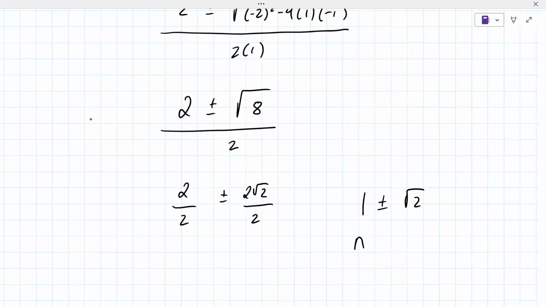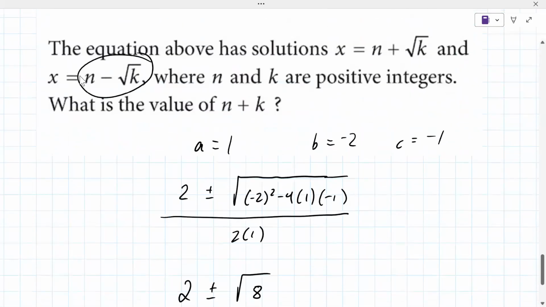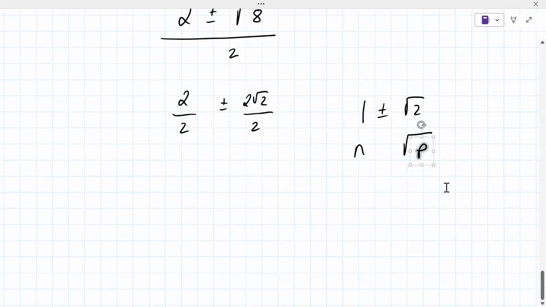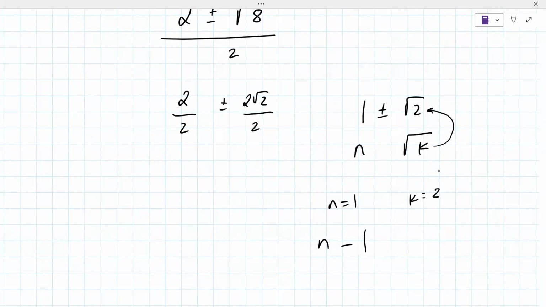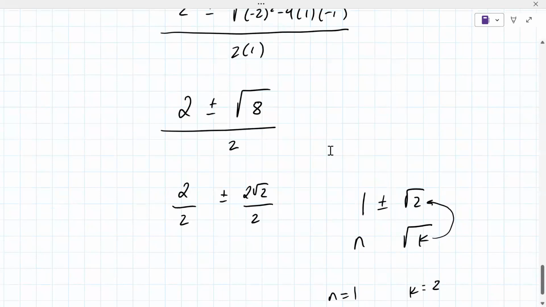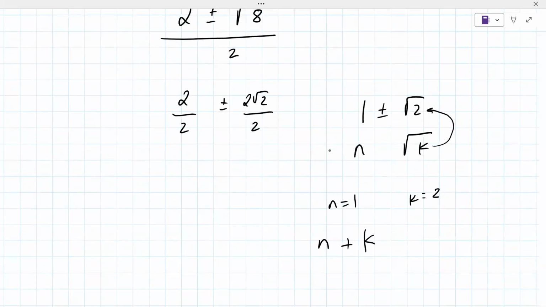So it says n square root of p. What is n and p? If you look back here, it's n or k. I guess they use k, sorry. N is 1 and k is... nope, k is just the number under the root, 2. And then n plus k could be 1 plus 2, which is 3.